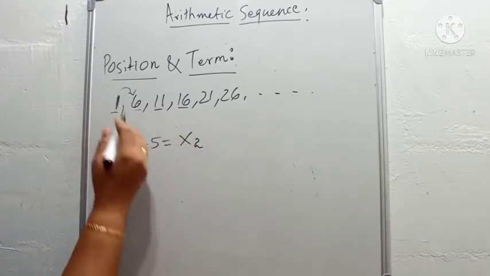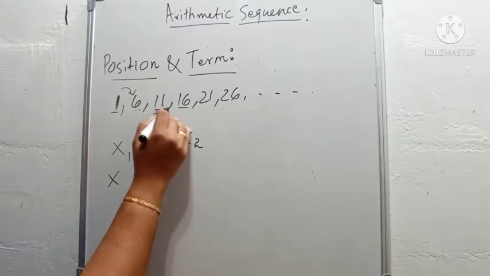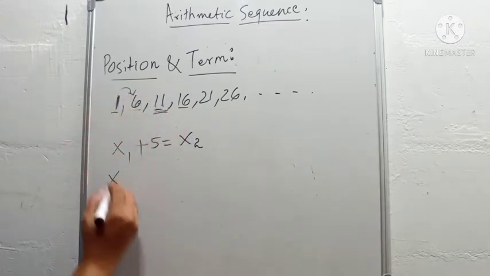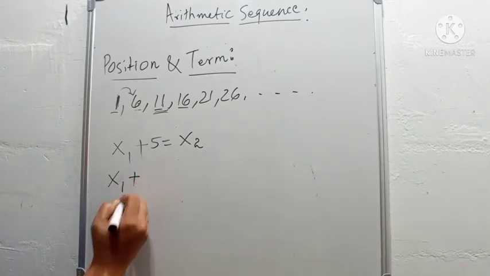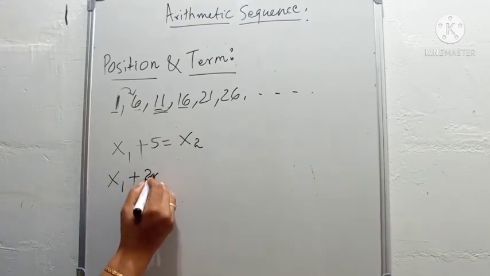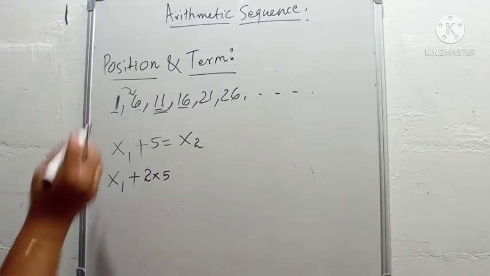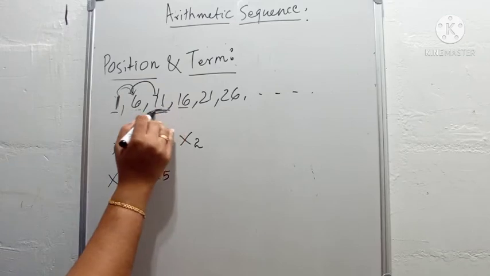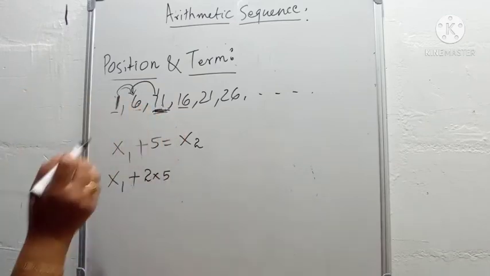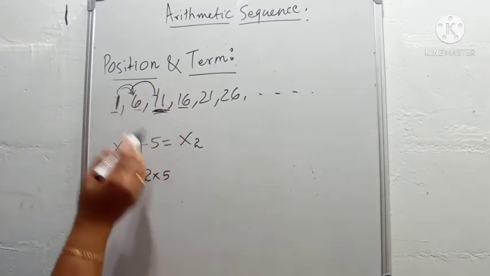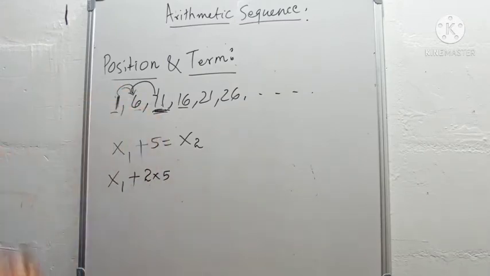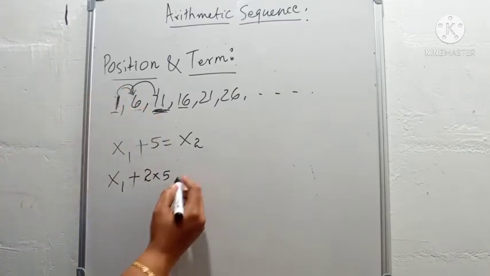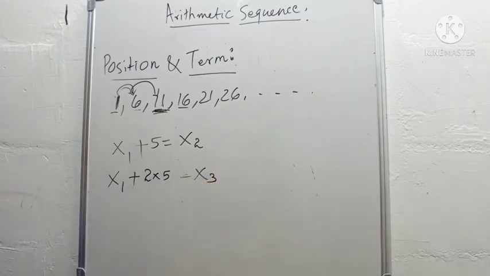And what about x3, this third term? This third term is actually x1 plus 2 times the common difference, right? 1 plus 5 again plus 5 is equal to 11. That means 2 5s are added to the 1, and we get the third term. That is x3, the third term, is equal to first term plus 2 times the common difference.